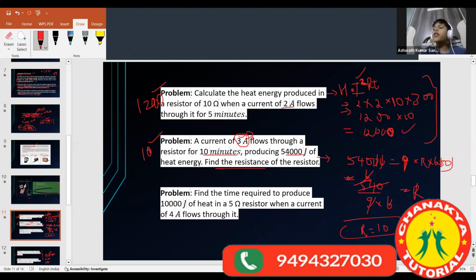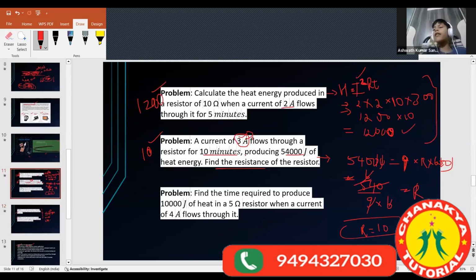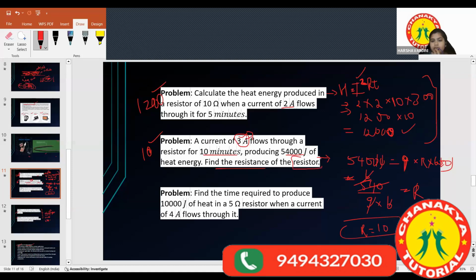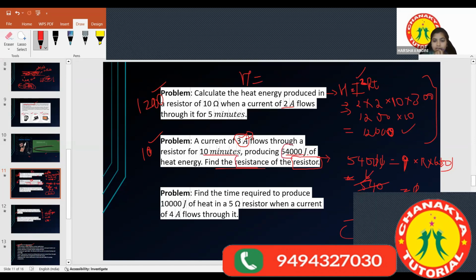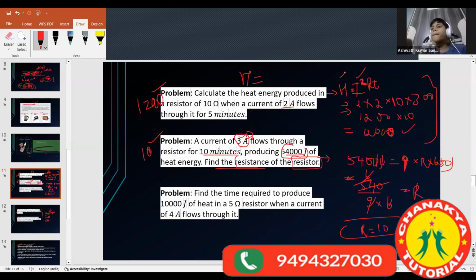Ma'am, what formula did you use for the second question? The same formula will be used throughout for all the questions. In which thing did you change it? I'll tell you. They are asking us to find the resistance of the resistor. In the first question, they are asking directly for the heat. But in the second question, they are asking us to find the resistance. They have given the heat as 54,000 joules. So heat is already given here.